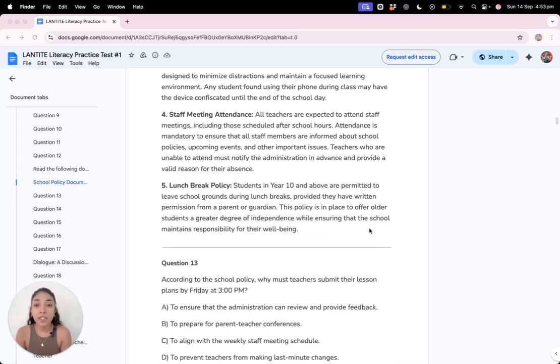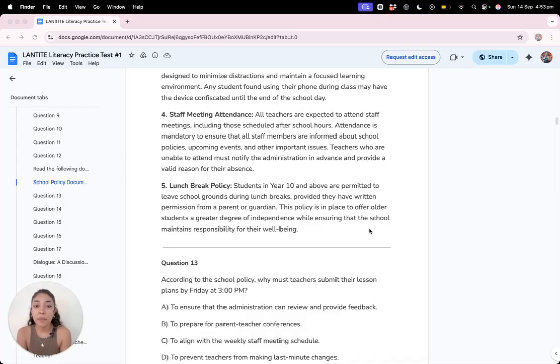The attendance is mandatory to ensure that all staff members are informed about school policies, upcoming events, and other important issues. Teachers who are unable to attend must notify the administration in advance and provide a valid reason for their absence. And lastly, number 5, lunch break policy.